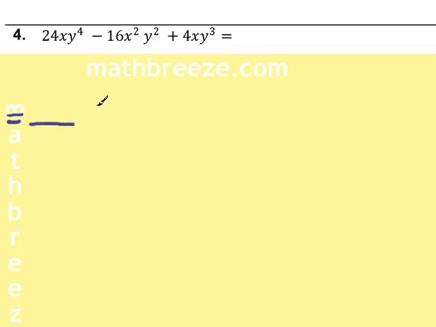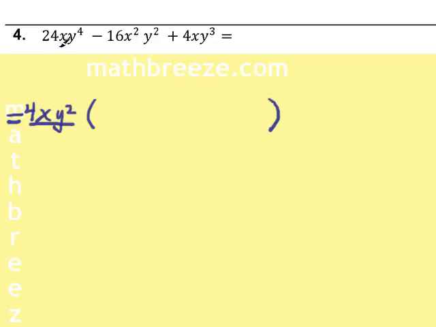Okay, let's do number 4. Look at the coefficients, 24, 16, 4. We can pull out a factor 4 from all three. X, x squared, x, just put the smaller power down. Y to the 4th, y squared, y cubed, put down that smallest power, y squared.